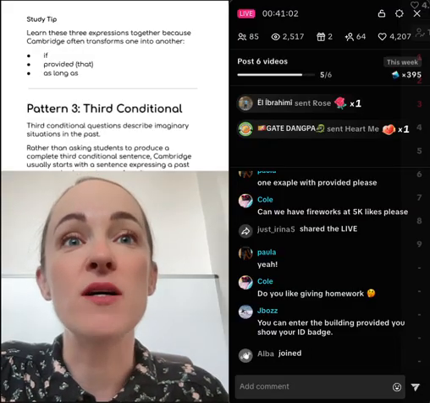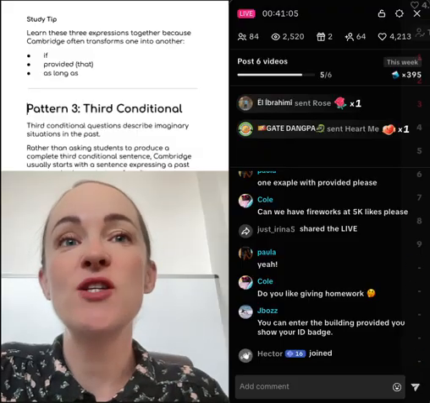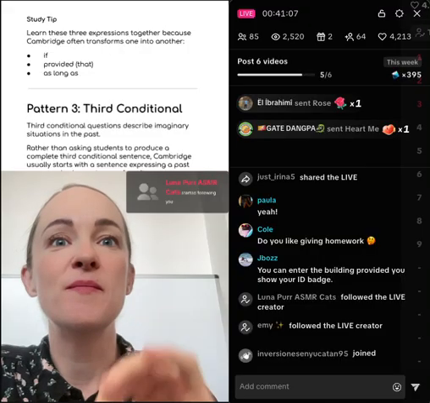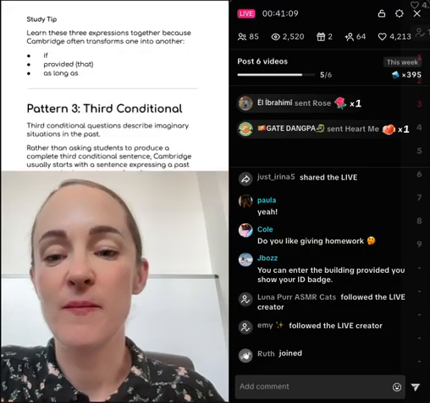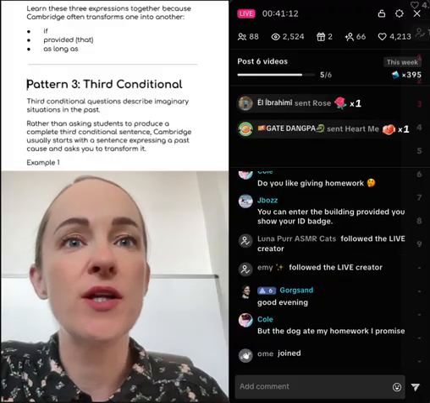Good job, J-Buzz. You can enter the building provided you show your ID card. Awesome. Brilliant. Really, really good example. Okay? Pattern number 3, third conditional.